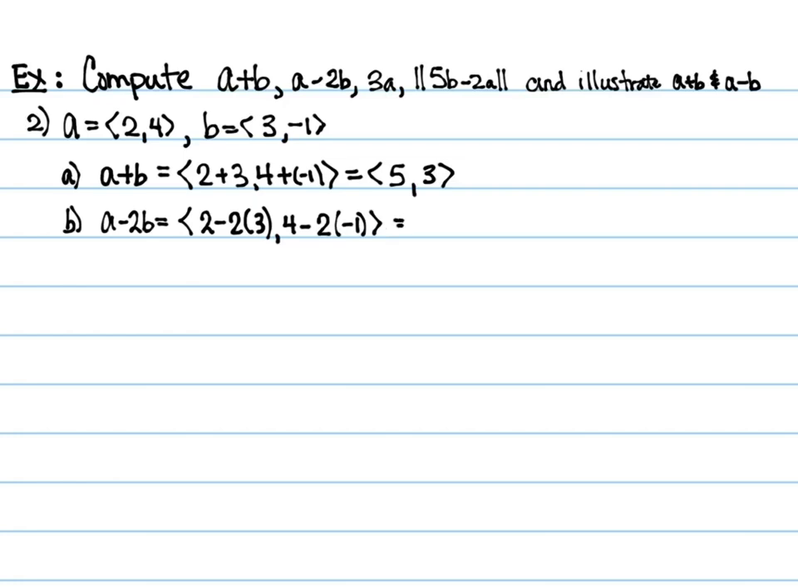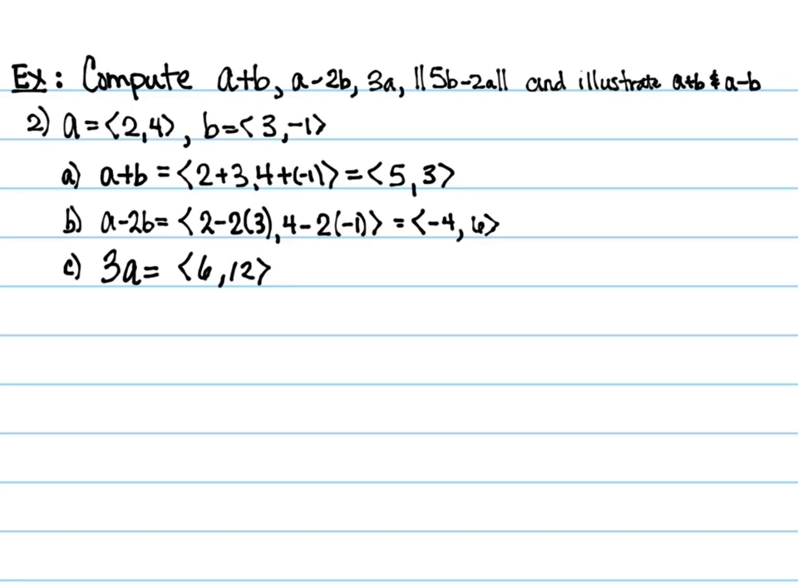And what would we get? Negative 4 and positive 6. All right, what do you think 3a would be? Yeah, you just multiply each of them by 3, so I have 6, 12. Okay, just increases the length of my vector, right?